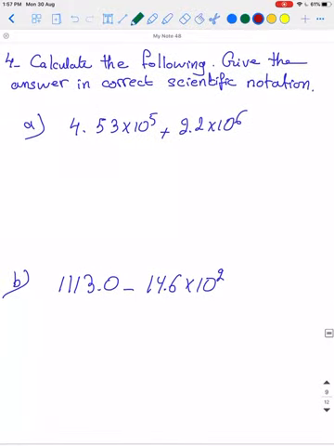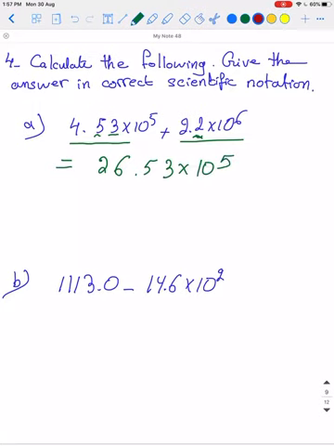Number 4, calculate the following and give the answer in correct scientific notation. When we want to calculate, I have to make sure that in addition or subtraction, the final answer should have as many numbers after the decimal as the least one. Here we have two numbers after the decimal, here one number after the decimal, so the answer should have only one number after the decimal.